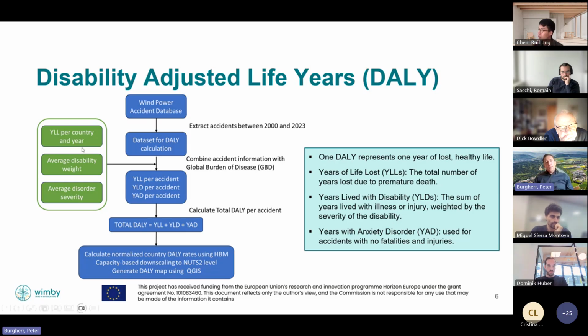This is all coupled to global databases, the global burden of disease database. These are large activities of the World Health Organization and others that allow us, specifically per year and country, to calculate the weights that we should apply to individual accidents. We can then calculate the total DALY per accident, and we can downscale that further and also map it in a geographic information system.